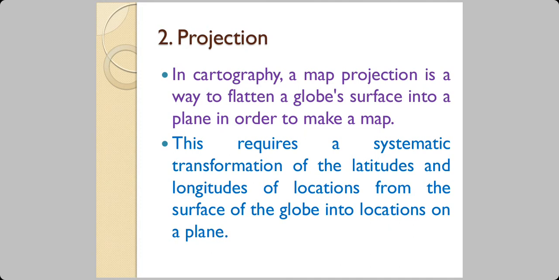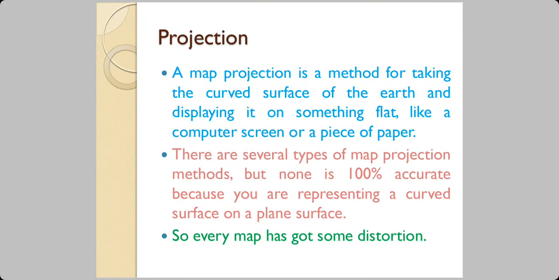So, what you're doing is you're copying piece by piece, part by part, grid by grid, square by square. The grids or squares are made by the intersection of latitudes and longitudes, and whatever is included in each square or in each grid, you are copying from the curved surface onto the plane surface. A map projection is a method for taking the curved surface of the earth and displaying it on something flat like a computer screen or a piece of paper.